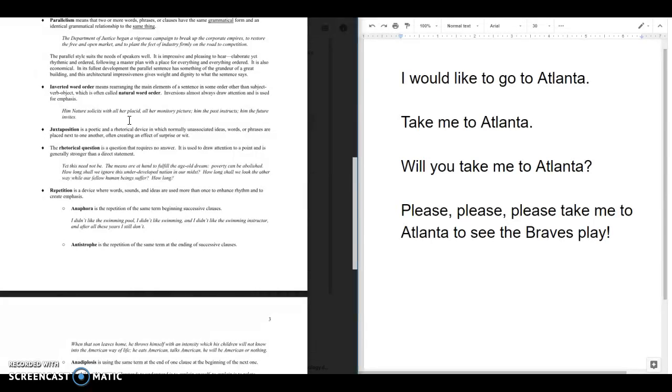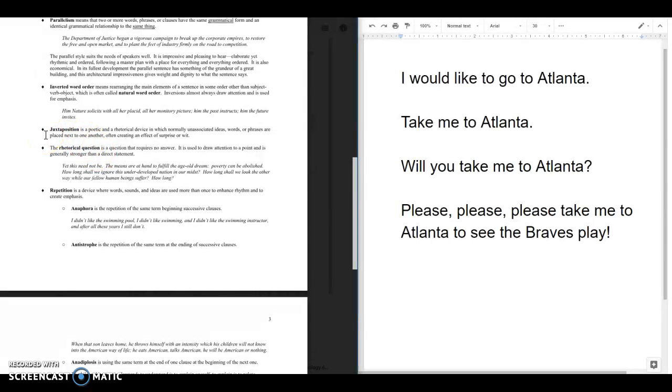But by changing the word order up here, it has more of an emphasis on him rather than the action that these different items like nature, the past, and the future are doing. So this is just another way we can use syntax in our writing and in the literature that we read.